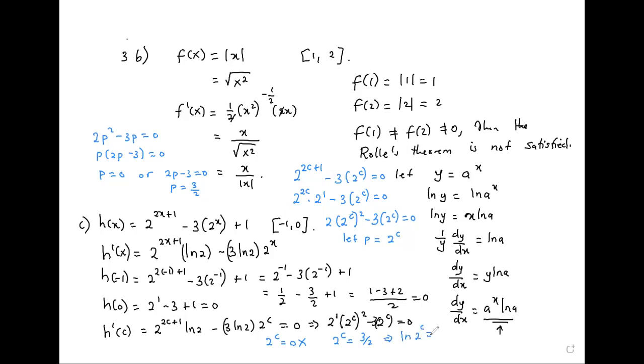All we need is to apply ln on both sides. Ln 2 to the power c is equal to ln 3/2. If we drop c, we'll have c equals ln 3/2 over ln 2. If you punch this in the calculator, you get that this number is in between 1 and 2, which is the required c for the Rolle's theorem.